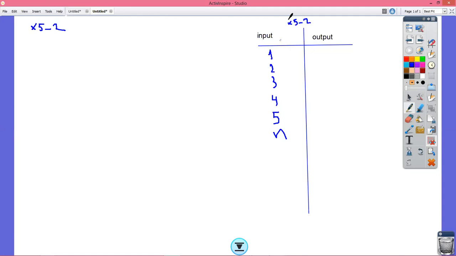1 multiplied by 5 is 5, minus 2, the output will be 3. If we have 2, 2 multiplied by 5 is 10, minus 2, it will be 8. If we have 3, 3 multiplied by 5 minus 2 will be 13. 4 multiplied by 5 is 20, minus 2, it will be 18. 5 multiplied by 5 is 25, minus 2, it will be 23. For n, 5 multiplied by n, it will be 5n minus 2.